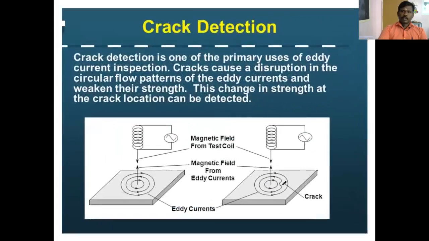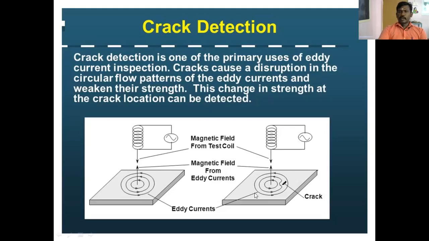See this one, crack detection. This is related to the last topic, the eddy current defect method. So see the first diagram. Without any defect, that circular path, the concentric circle path, is the direction of flow of the eddy current. So there is no change in the path. It is a concentric circle.